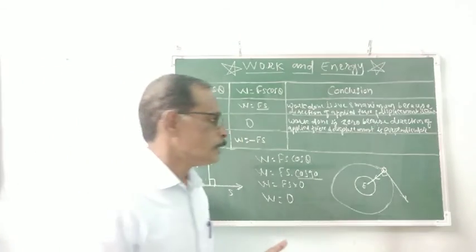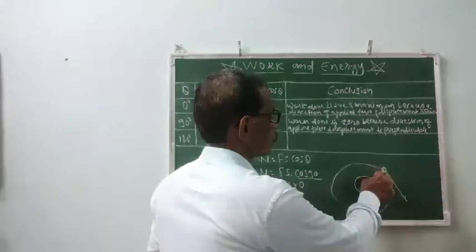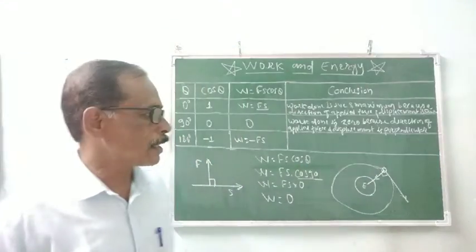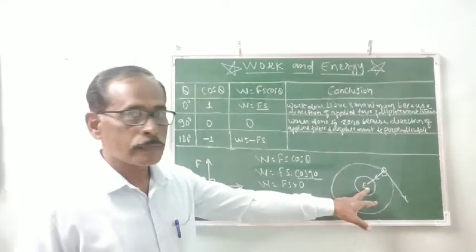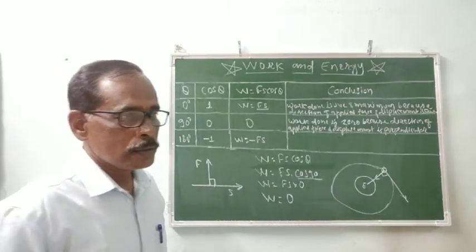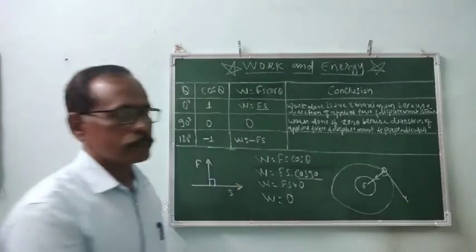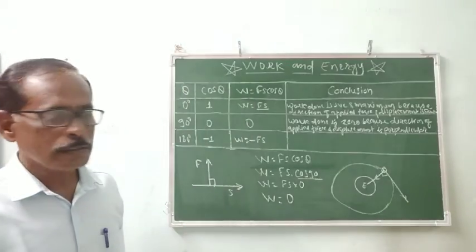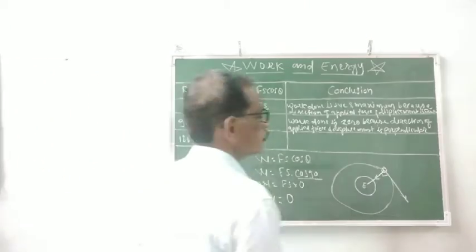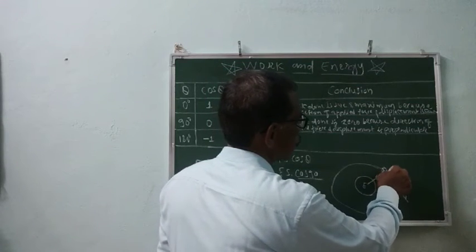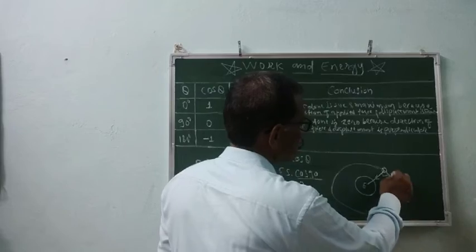Why it is zero? Why we say that it is zero? Because the direction of the gravitational force, that is the force applied by the earth, that direction is toward the earth, and the direction of the displacement of the moon, that direction is the tangent, in the direction of the tangent of that orbit of the moon.